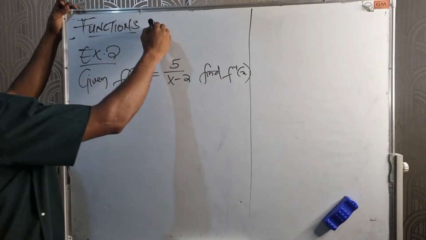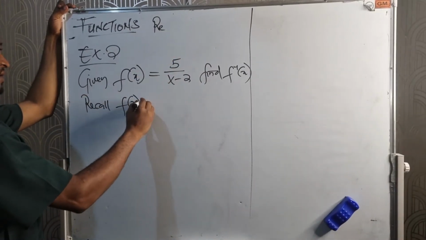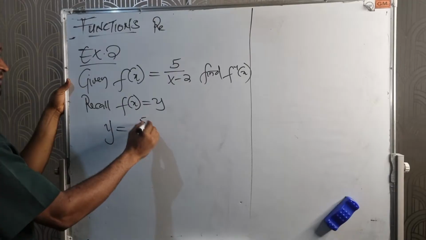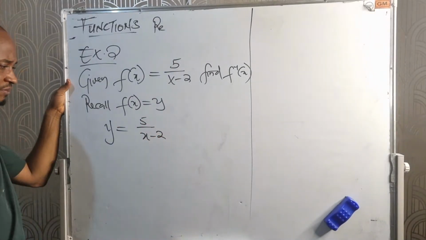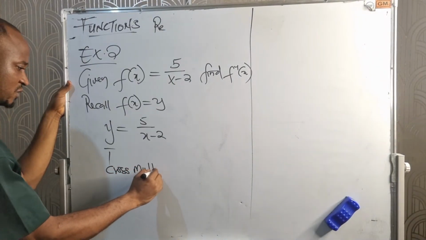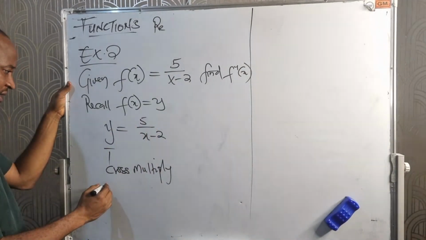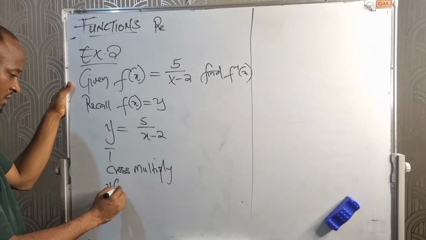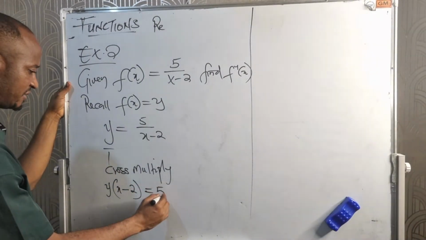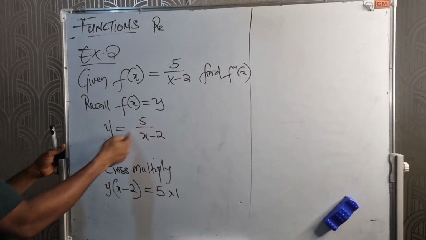The same thing, just recall that f of x is equal to y. So I will replace this with my y. Here becomes y equals 5 over x minus 2. This is over 1. So what we do here is to cross multiply, right? This will give us y in brackets x minus 2 equals 5 times 1.